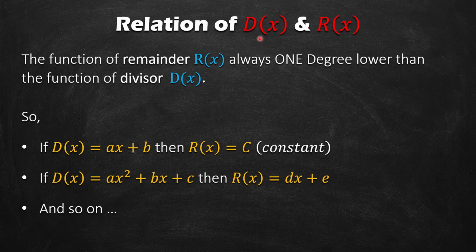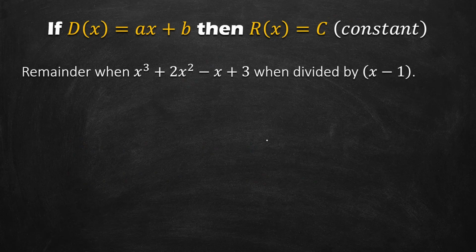As I mentioned before, d(x) and r(x) are the two most important pieces of information in the remainder theorem. Here we realize that the degree of the remainder is always 1 lower than the degree of the divisor. For example, if the divisor is degree 1, then the remainder will be degree 0, or constant. If the divisor is degree 2, or quadratic, then the remainder will be degree 1. I'll use the same example over and over again to save a lot of time, like this one.